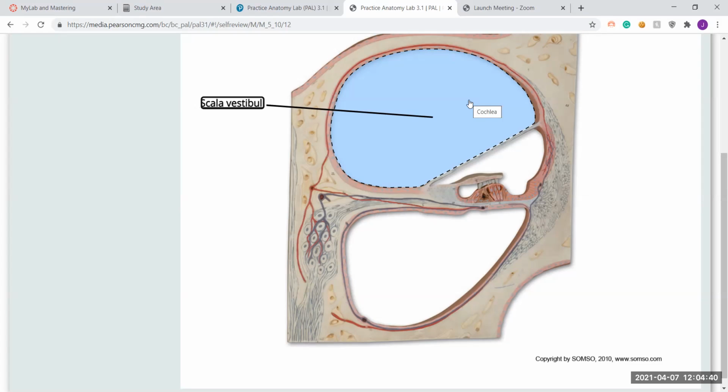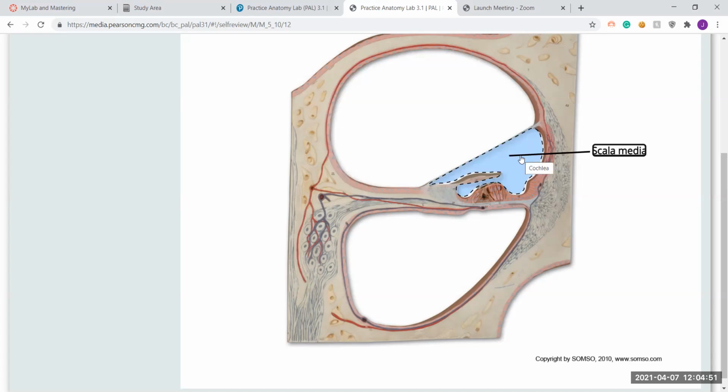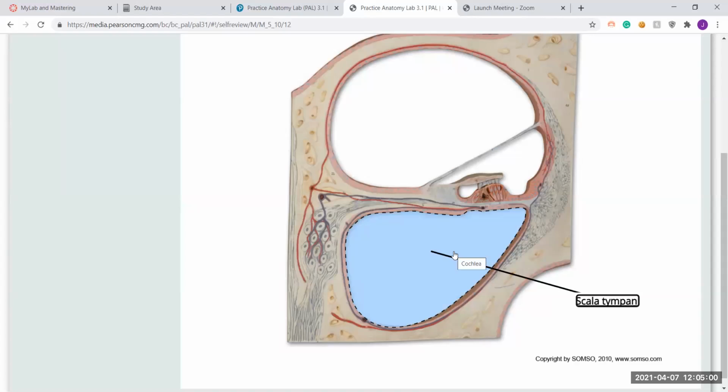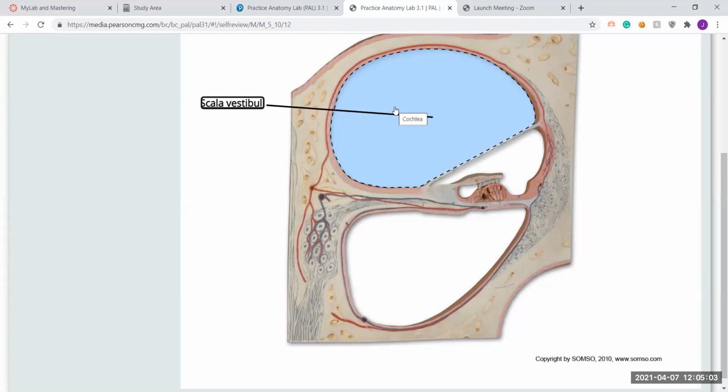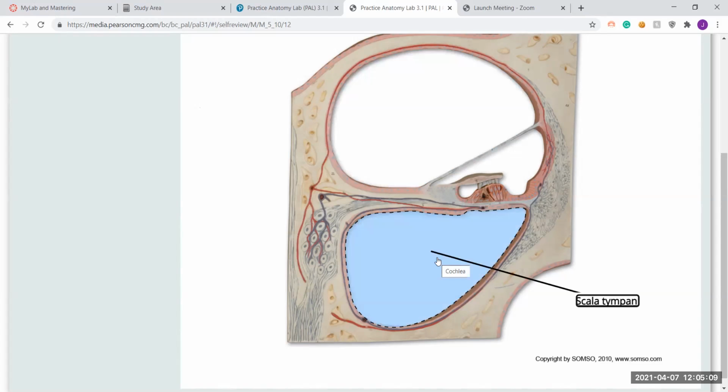The cavity which is continuous with the oval window is scala vestibuli. The cavity which is in the center of membranous labyrinth, in the middle, is scala media. And the one which is continuous with the round window is scala tympani. And you can understand this. This is a little bit tougher concept, and we have not gone over ear. So you will see that later when we talk about it. So this is scala tympani.